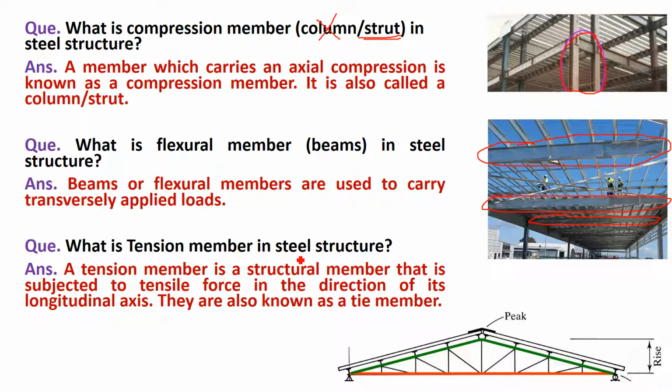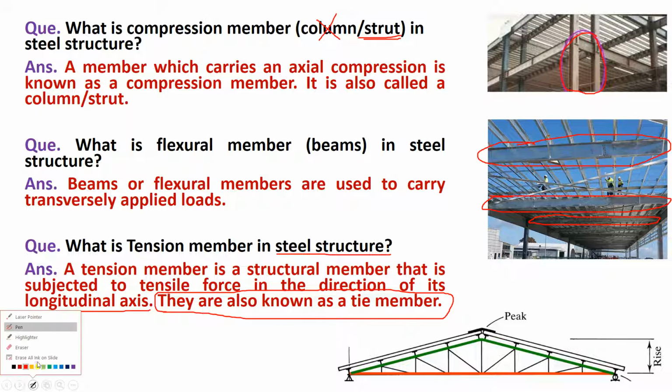Then what is a tension member in steel structures? A tension member means a member in a structure which is subjected to tensile force, in the direction of its longitudinal axis. A tension member is a structural member that is subjected to tensile force in the direction of its longitudinal axis, which is also called a tie member. TIE. In steel structures it is called a tie member.